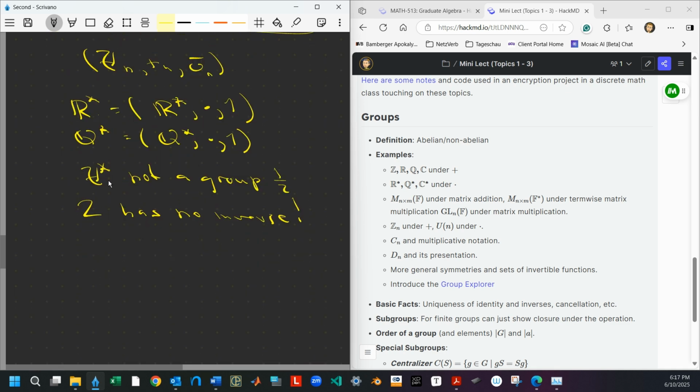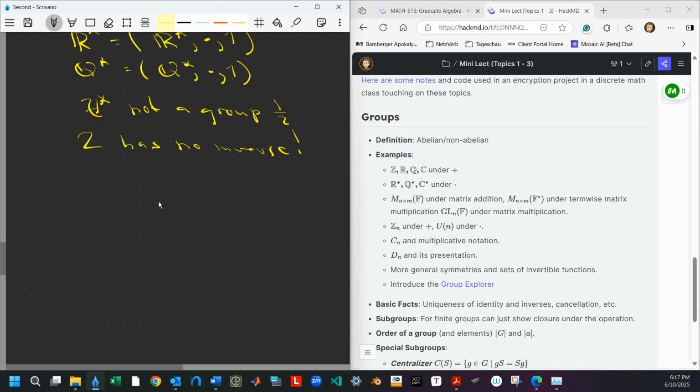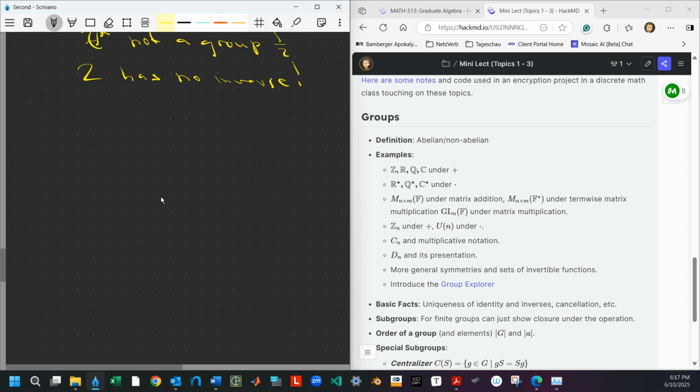So you have to be careful. This is our first example where you take a number system and you don't have a group. We definitely have a product on Z, but it's not a group. Okay. The Zns are even more interesting, but let's save that for just a second.